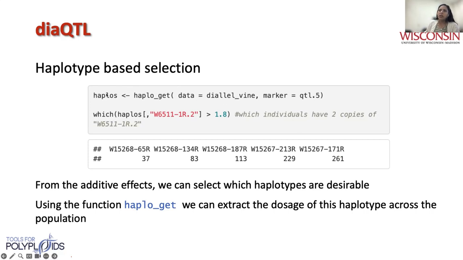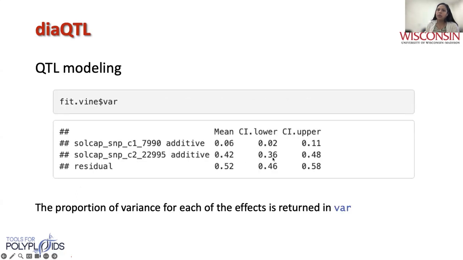And here, this element will have all the haplotypes at least a specific marker. And then you can ask which individuals have this haplotype specifically, that to me is giving me early maturity, which is desirable in potato breeding. So when this value is above 1, that means that these individuals have 2 copies of this specific haplotype that we want. And for our data set, there is these 5 individuals.